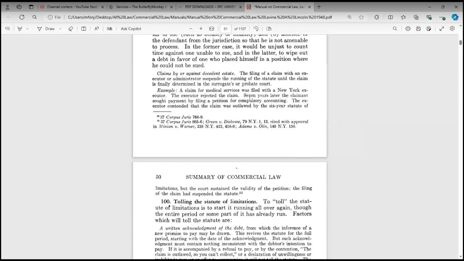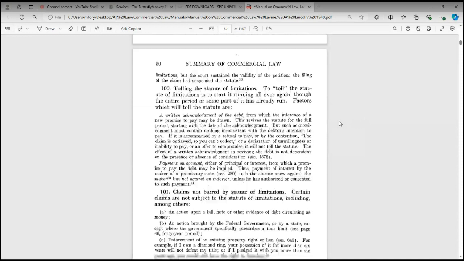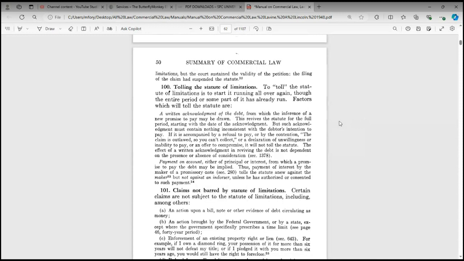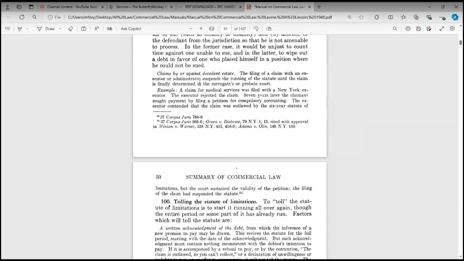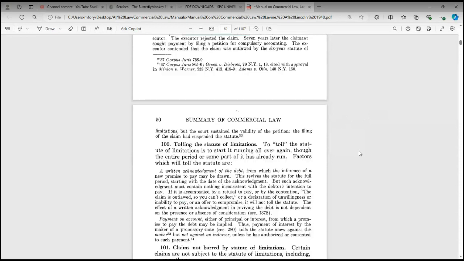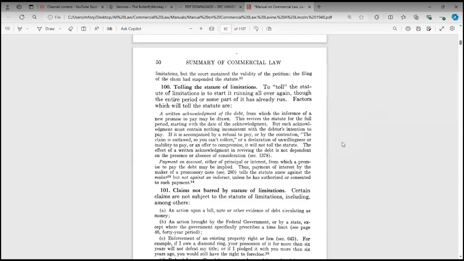I wonder if the executor would have been able to do something to start the clock again. Like what would that take? Of course, that's having knowledge that the statute of limitations for any claims against the executor stopped when this claim was filed, at least stopped for this person that made the claim. Tolling the statute of limitations.